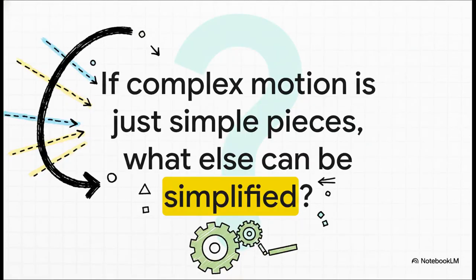So that's really the big takeaway. The most complex, crazy-looking, curved path can be understood perfectly just by breaking it down into simple, independent, straight-line motions. It's an incredibly powerful way of thinking that makes complicated things simple. Which leaves us with a final thought. If this works for motion, what other complex systems in our world can be understood by breaking them down into their simple, independent pieces?